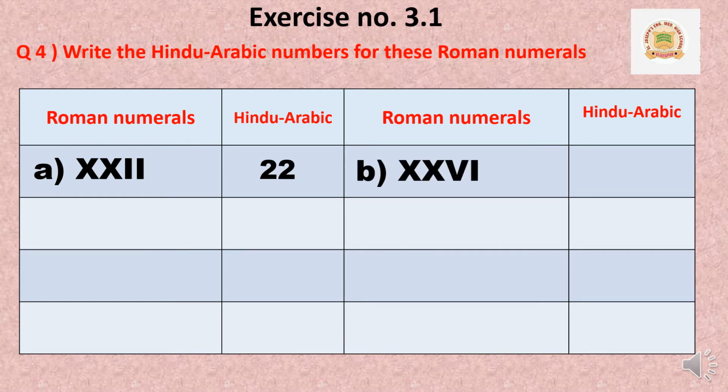X, X, V, I. XX means 20. V means 5, so 25. Again I. So we have to add this. 26.